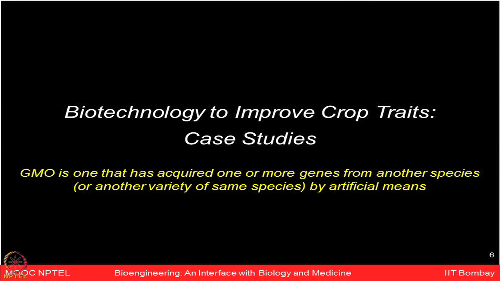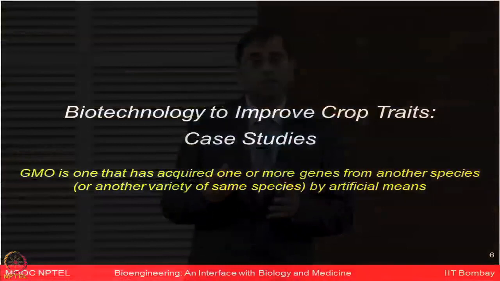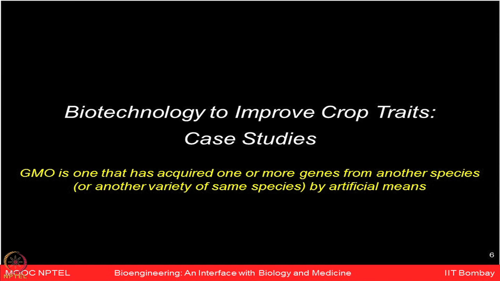The genetically modified organism, or the GMO, is one of the common and very hot topics which I am sure you often read about in the newspapers. A GMO is one that has acquired one or more genes from another species, and this can be done by using genetic engineering, artificial means, right? So in some way we can actually cross the barriers of different species, and we can move genes from one organism to another for different types of traits.